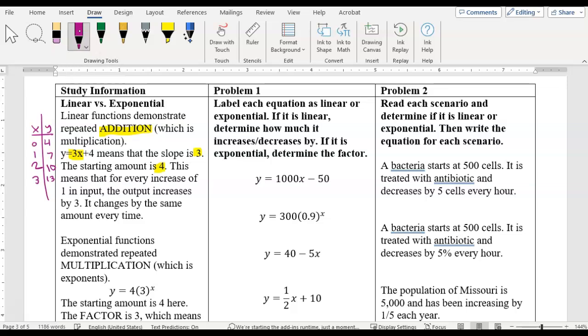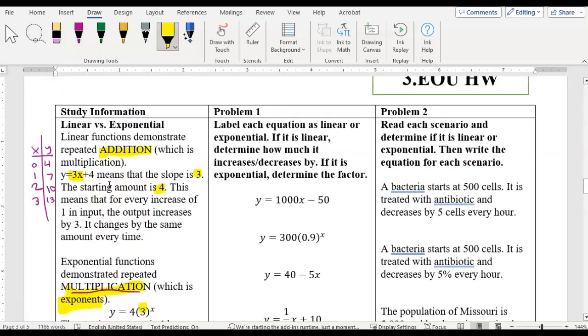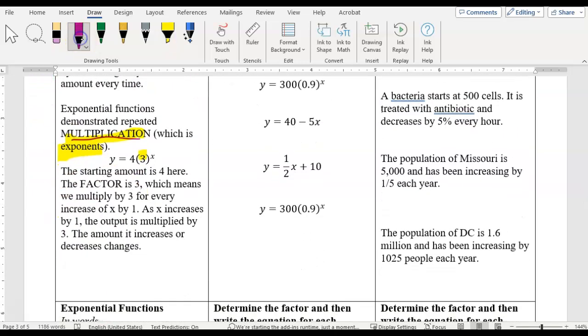So exponential functions, on the other hand, are repeated multiplication, and we represent repeated multiplication with exponents. And so the starting amount is 4 here. The factor is 3. And that means that we multiply by 3 for every increase of x plus 1. So as x increases, the output is multiplied by 3, and the amount it increases or decreases changes. So unlike our linear functions where we're increasing each time by 3, this one is going to be multiplied, and so therefore the amount that I'm increasing each time, I can't just add a number or subtract a number, it's going to change.